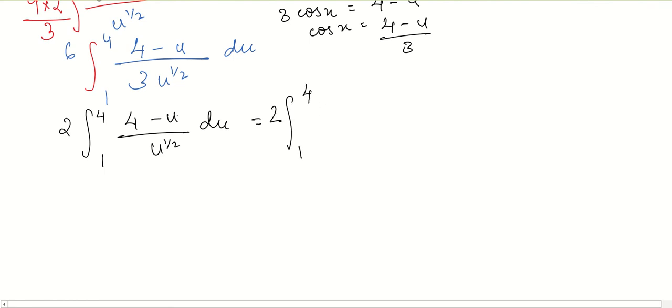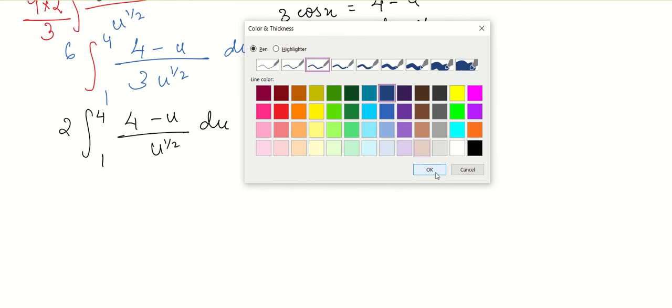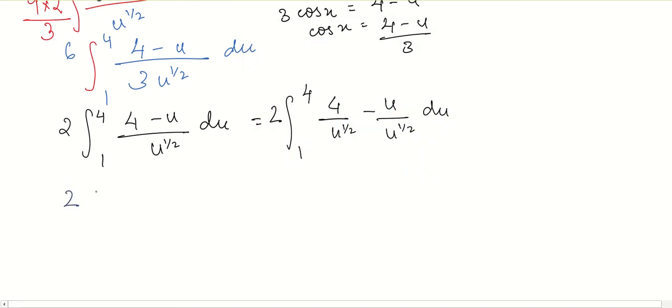this. Okay, so I'm going to split it right now, and I'll make it 4 divided by u to the power of 1 by 2 minus u divided by u to the power of 1 by 2 du. That's going to be equal to, finally, 2, with 4 and 1 as the limits, 4 u to the power of minus 1 by 2 minus u to the power of 1 by 2 du.